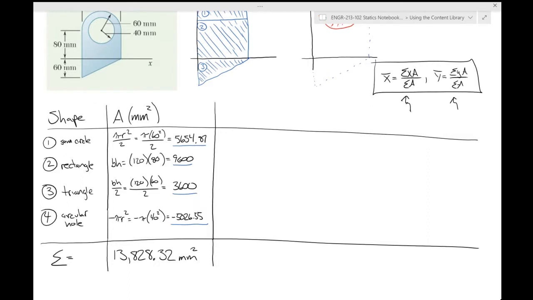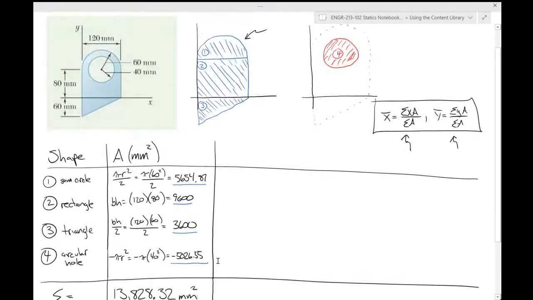Okay. Any questions so far? This should be pretty easy at this point. Now, I find that it's easier to do one coordinate at a time. So let's go alphabetically, and let's start off with X. Let me explain what we're going to do here.